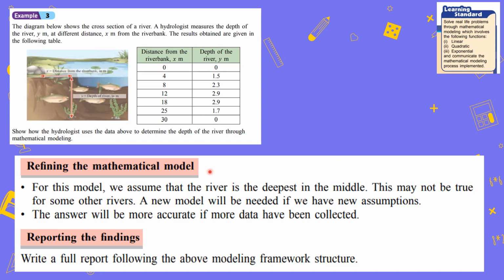And now we need to reflect on the mathematical model. For this model, we assume that the river is the deepest in the middle. This may not be true for some other rivers. A new model will be needed if we have new assumptions. And the answer will be more accurate if more data have been collected. This is the reflection that we do after we get the mathematical model. And then lastly, we need to report the findings from the beginning to the end in a proper way, with the variables and diagrams needed and also the data collected.